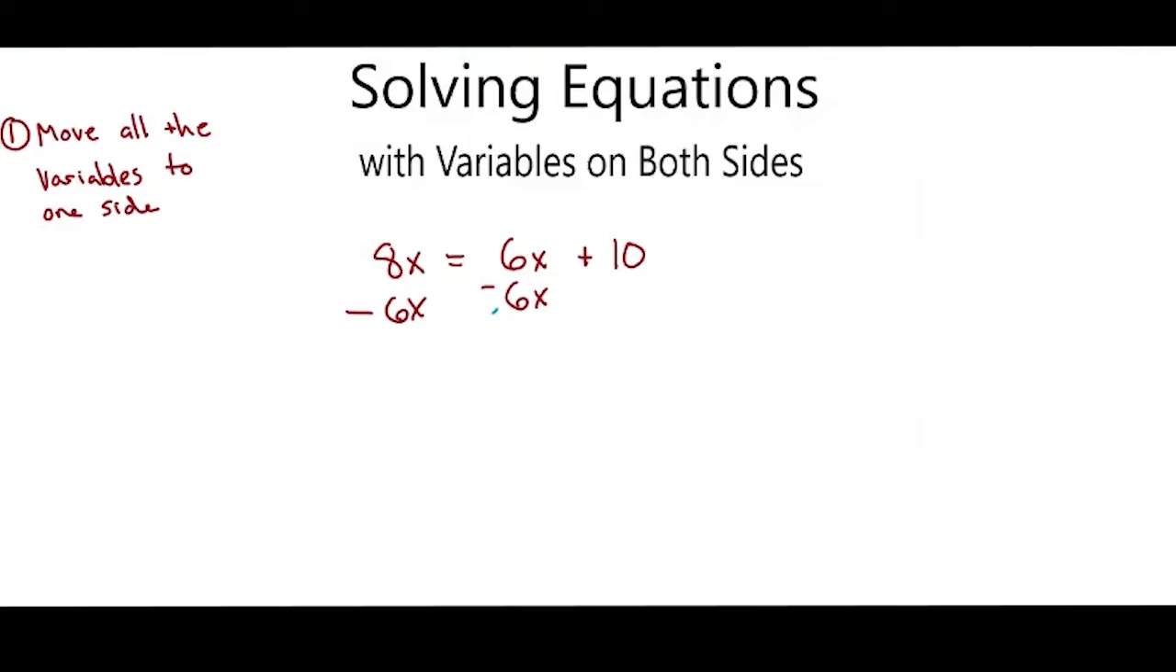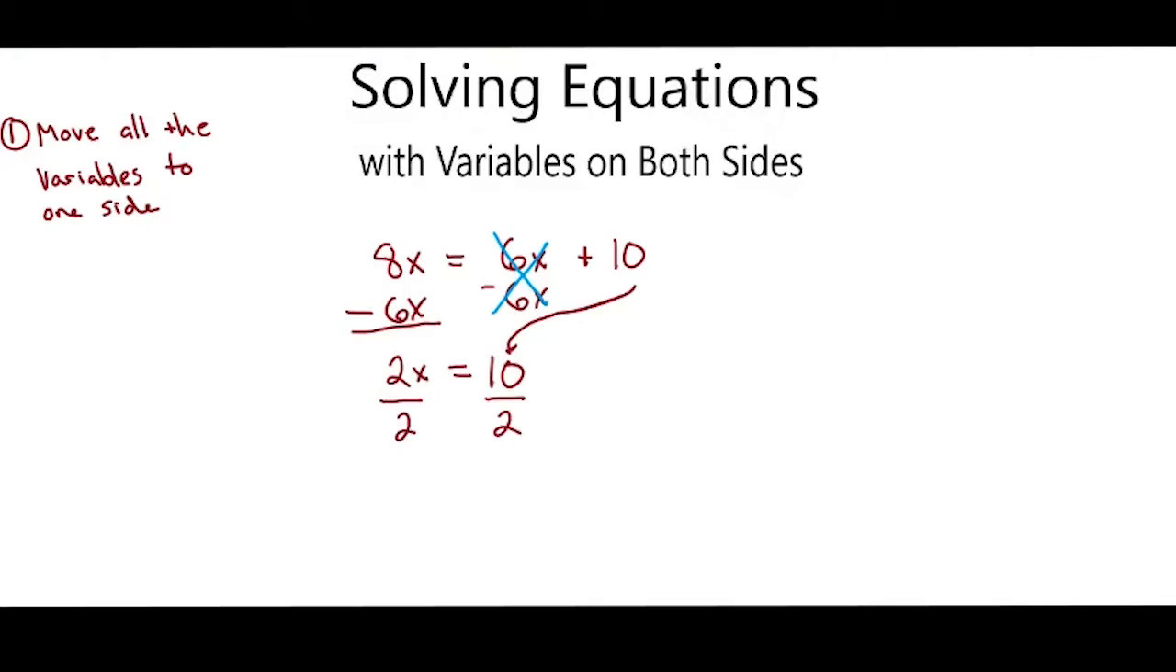And what that does is it cancels the 6x's. I'll bring down my equal sign, and now I'll bring this 10 down. So I have 10 left on the right side of the equal sign. And now I will do 8x minus 6x, which is 2x. Now I will divide both sides by 2.